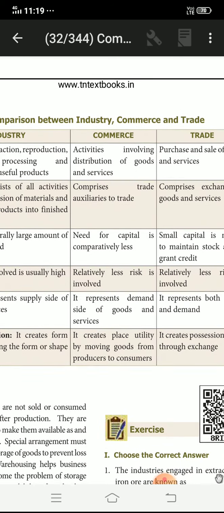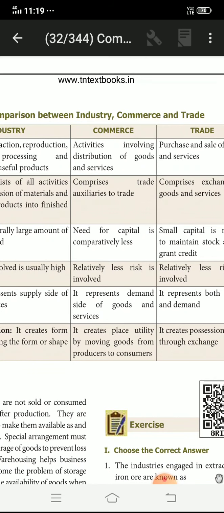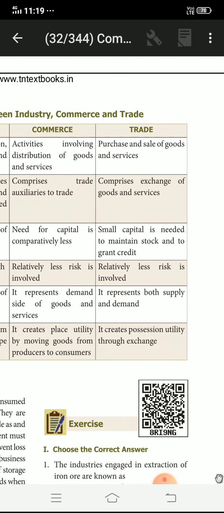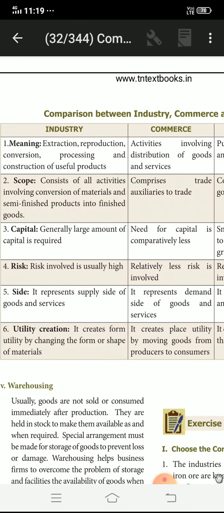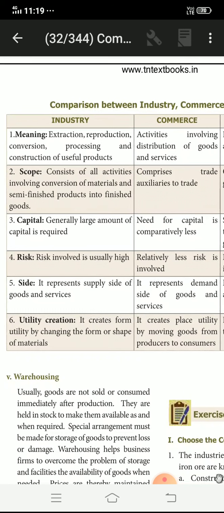Then activities involving distribution of goods and services are commerce. Purchase and sale of goods and services is trade. So you're very clear with this point. And the next is scope. Industry consists of all activities involving conversion of materials and semi-finished products into finished products.